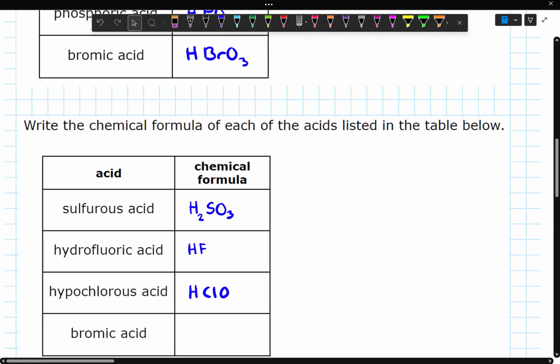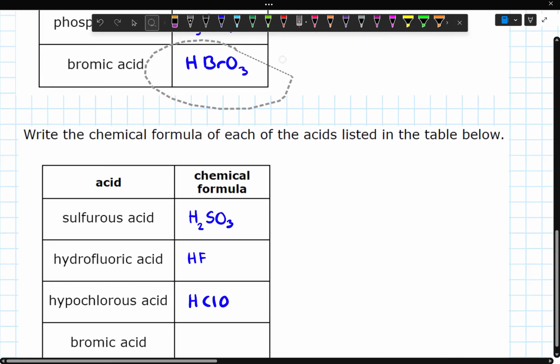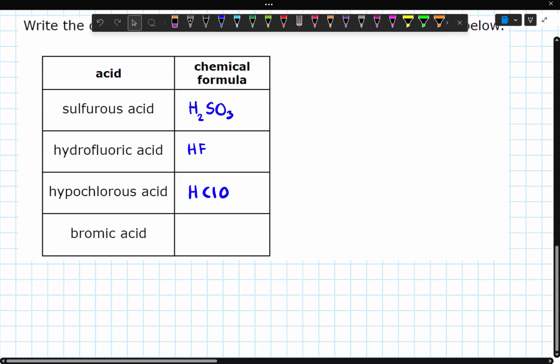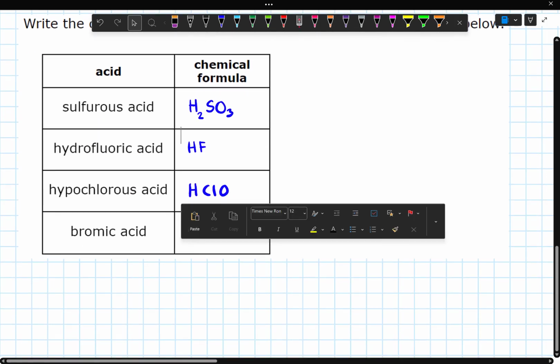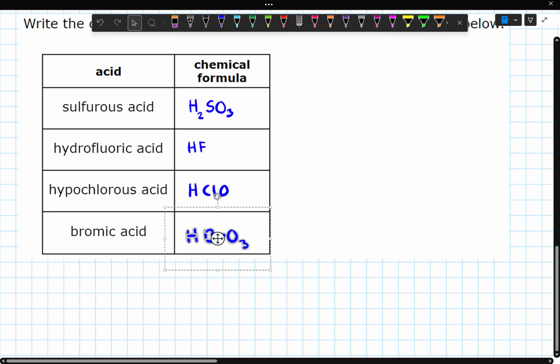And we actually have bromic acid again, so we don't need to do anything. And that is it.